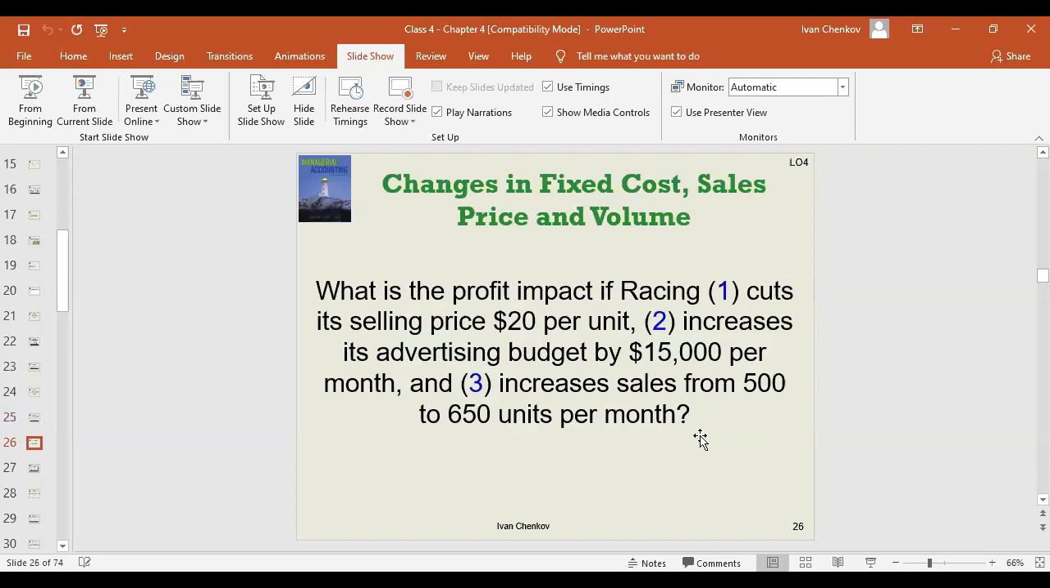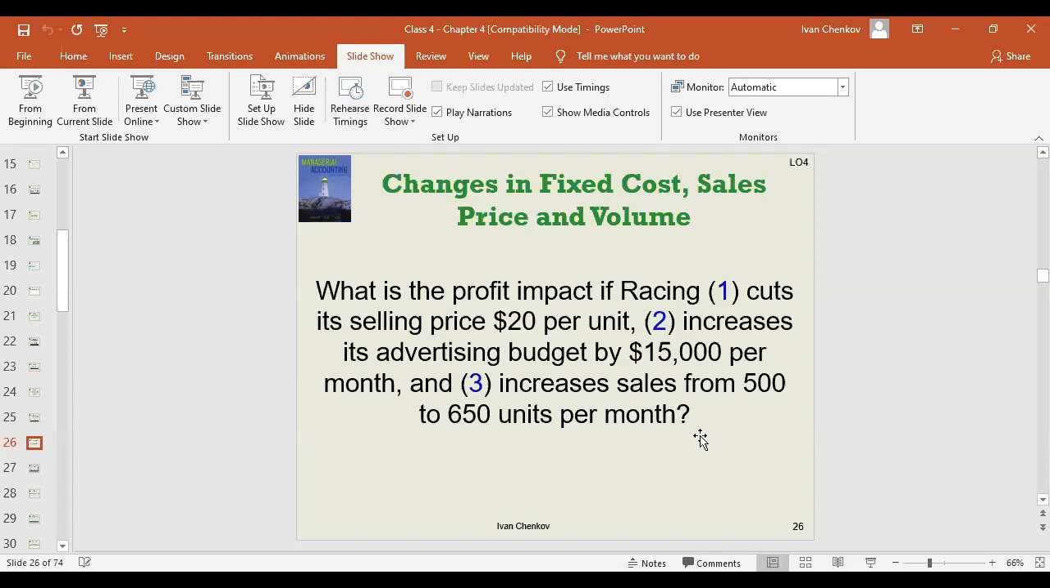So next, the available options are to change the fixed cost, to change the sales price, and to change the volume. What are we going to do here? What's the profit impact on the company if we cut the selling price by $20, increase the advertising budget by 15,000, and our sales jump by 150 units?